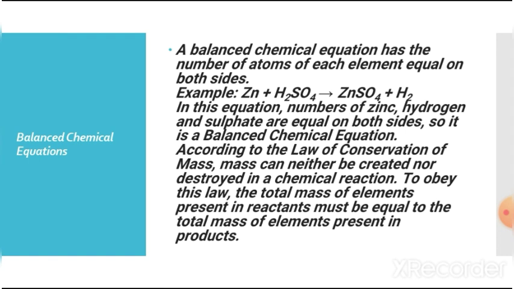Here we are talking about why a chemical reaction is to be balanced. Example, Zn plus H2SO4 gives ZnSO4 plus H2. In this equation, the number of zinc, hydrogen and sulfate are equal on both the sides. So it is a balanced chemical equation. According to the law of conservation of mass, mass can neither be created nor be destroyed in a chemical reaction. To obey this law, the total mass of elements present in reactants must be equal to the total mass of elements present in products.